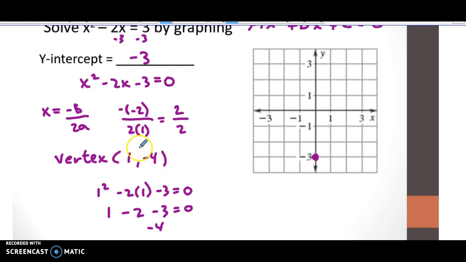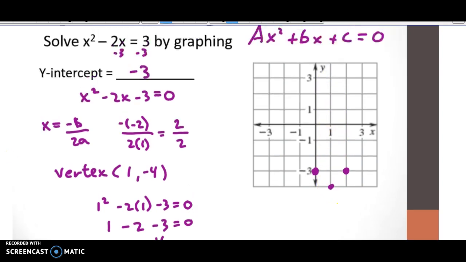So now I can graph my vertex. I'm going to go over 1 and down 4. If this is my vertex, then this has to be my minimum value on my graph, and I know that my line of reflection, or my line of symmetry, I'm sorry, is going to run through here, so everything has to be symmetrical. So if I have this point here as my y-intercept, then I have this point here as its symmetrical point on the other side of the axis of symmetry.